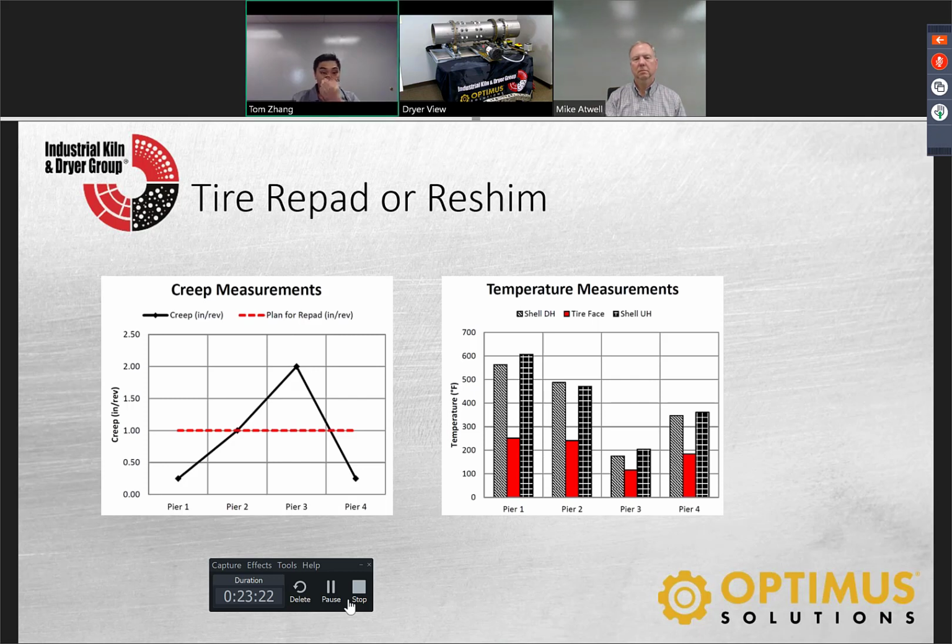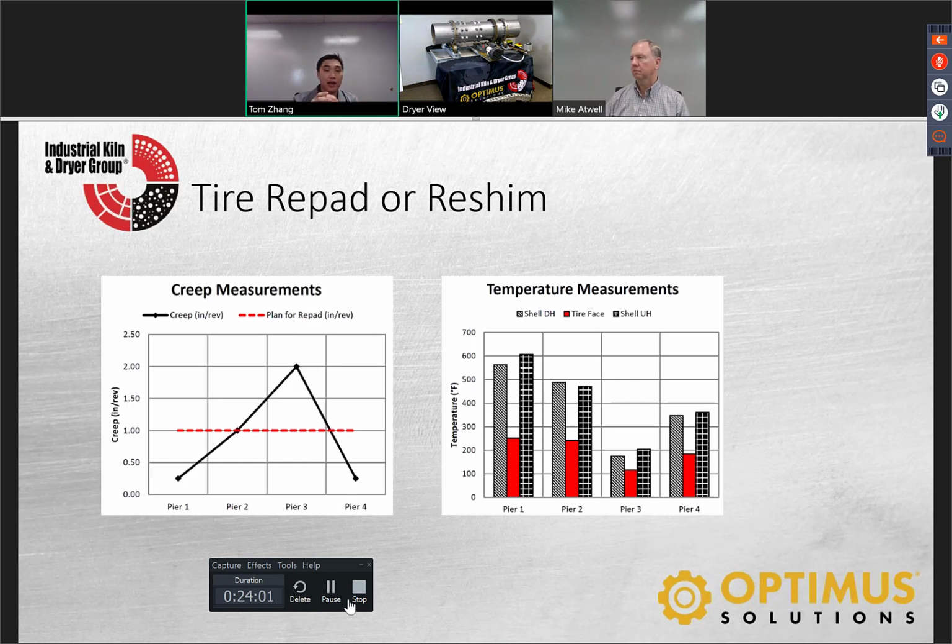Tire, repad, reshim. Typically, rule of thumb here is an inch per rev on tread is when you would consider a repad, or at least start planning or start discussions on one. When you do a repad, I always make sure, or we stress, to have temperature measurements with it, because creep is dependent on temperature and dependent on wear. Ultimately it's the size difference between the tire and the pad shell, okay?